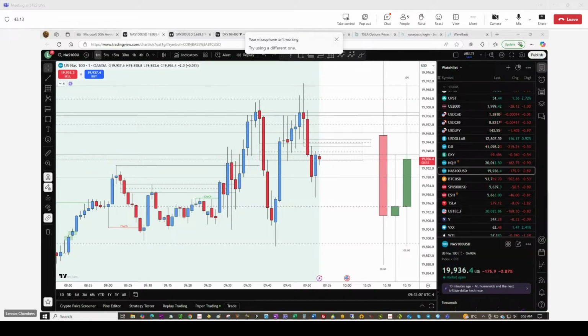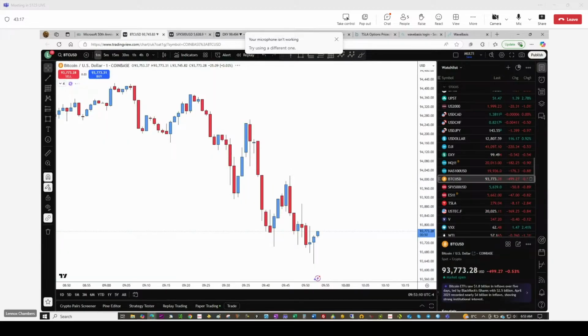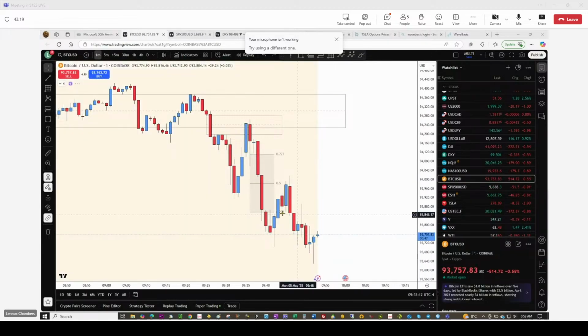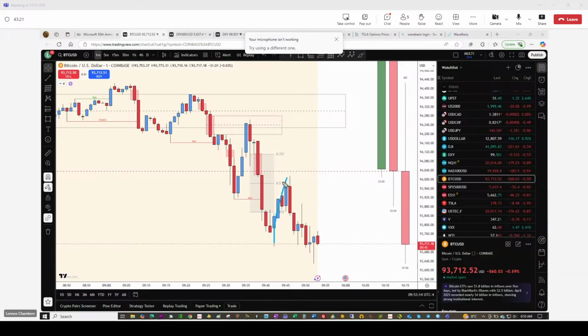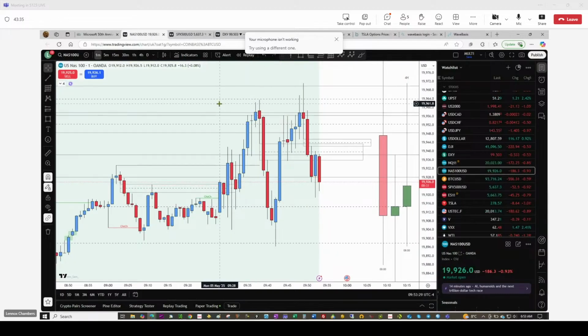I don't like the way this thing is going. Bitcoin did it quite nicely. We got the retrace back up above 50%, but the entry very prohibitive. Again, I got my second lot off because I just don't like the way it's playing around. It could go more volatile, could go less.